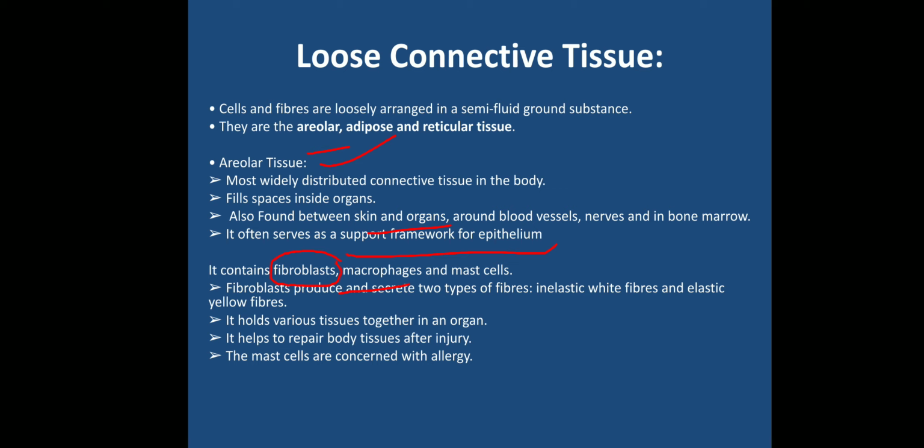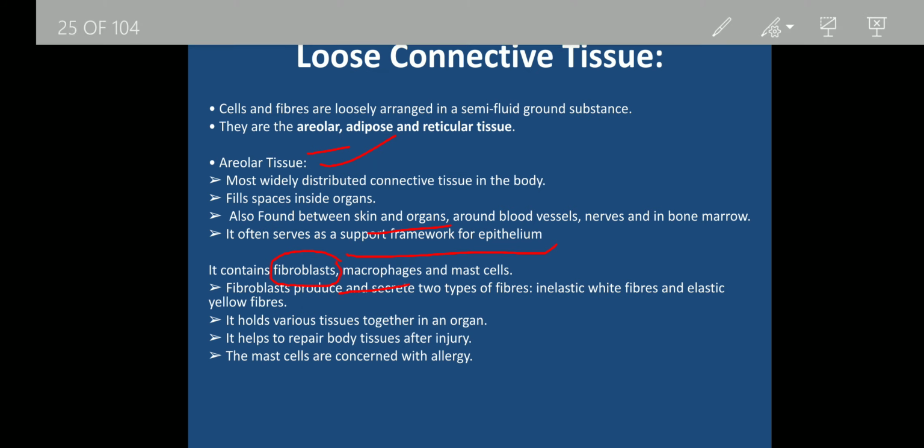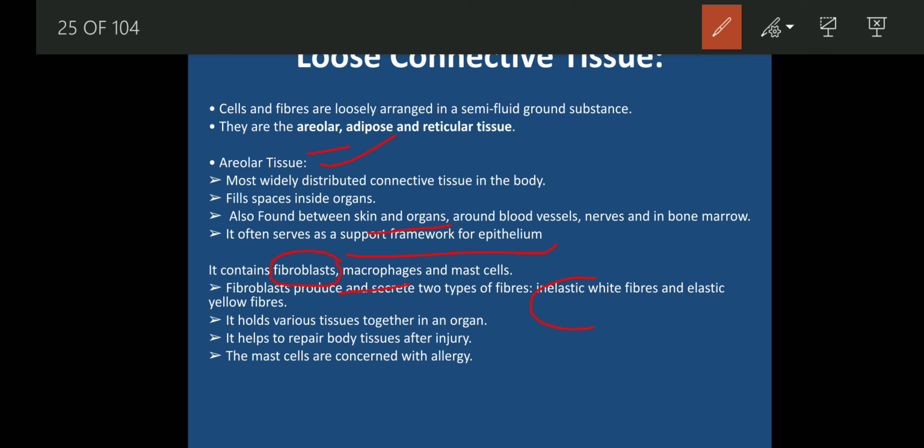The fibroblasts produce and secrete two types of fibers, that is inelastic white fibers and elastic yellow fibers. Now it is again important, the name itself suggests fibroblast. It means these are the cells responsible for formation of fibers, and these fibers can be of two types. Keep it in mind, the white fibers are the ones which are non-elastic. It means they are responsible for tensile strength.